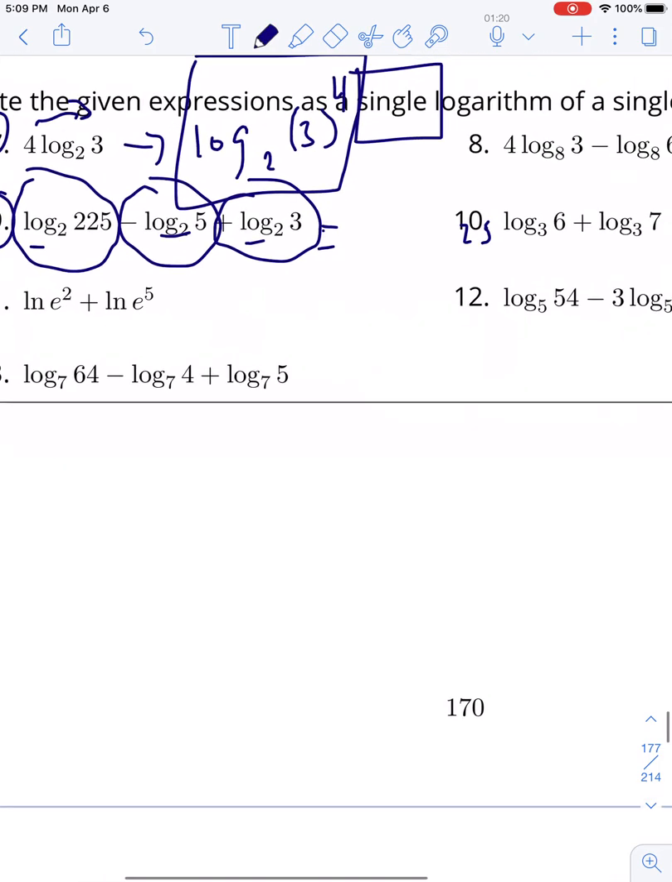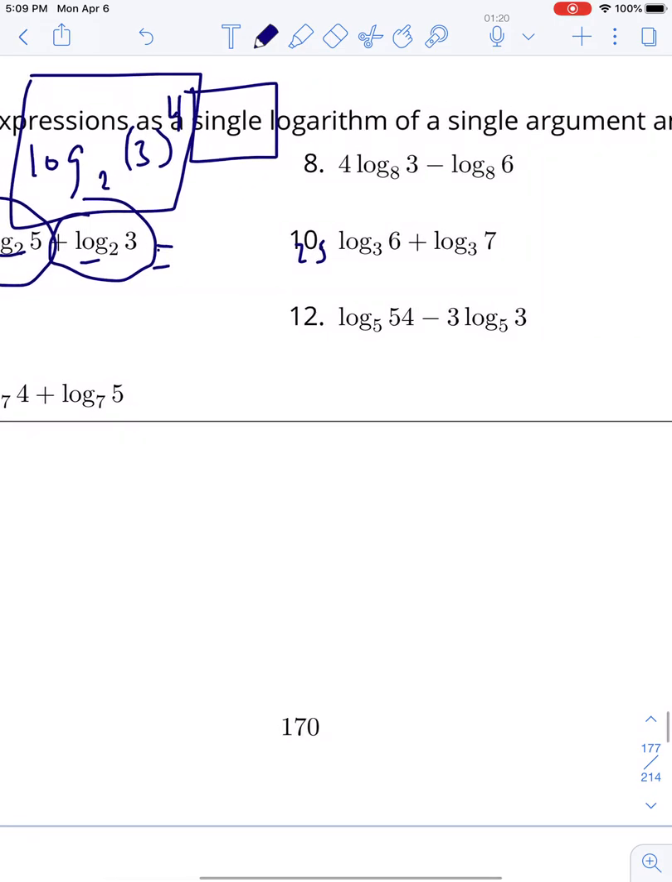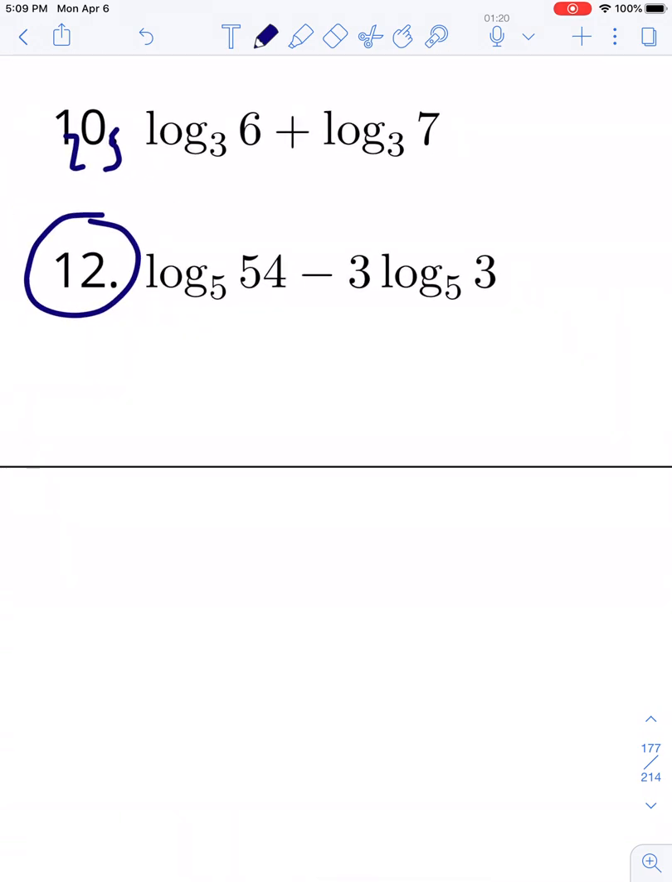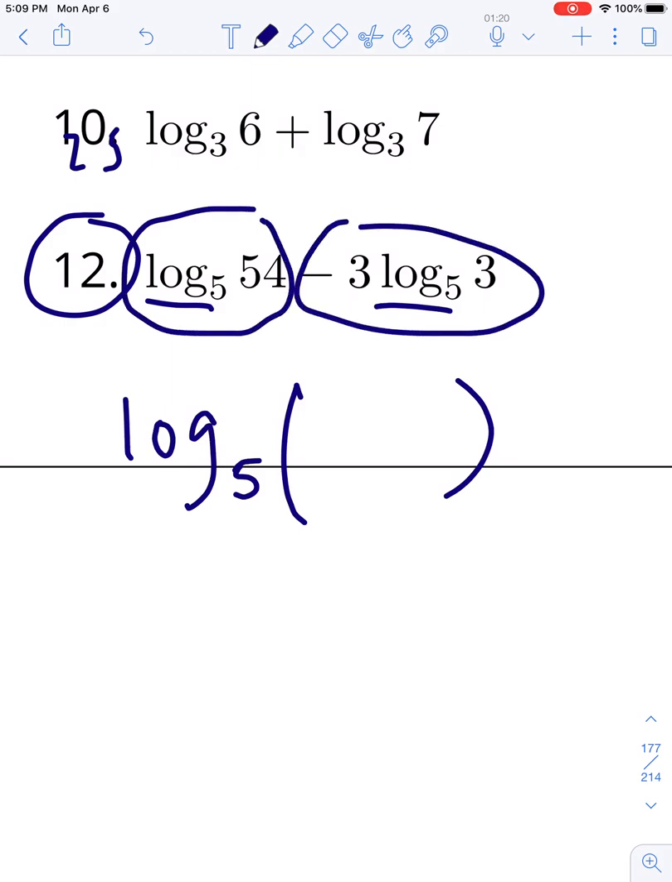Alright, we'll look at this one, number 12. We're going to combine these logs into a single argument, log base 5 as one argument. But you see here, before we combine these, there's a step that is easier. I notice this is a positive log, that is a negative log. I know that there's going to be a division. What would be easier is if I move this 3 up first, as an exponent. So now it's a little bit simpler.